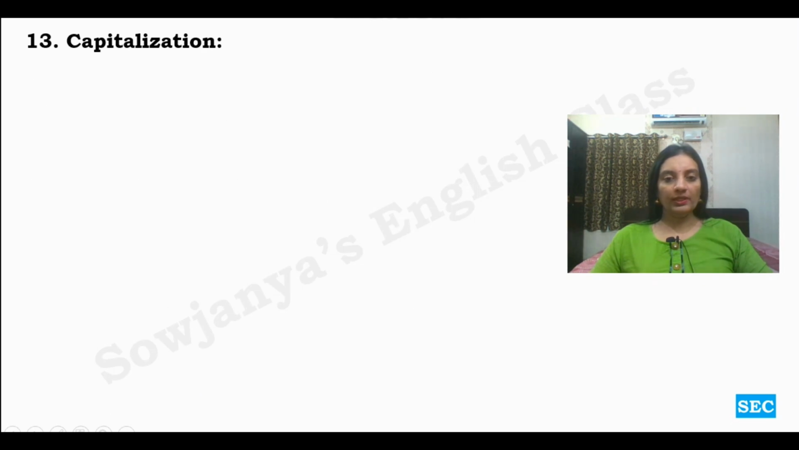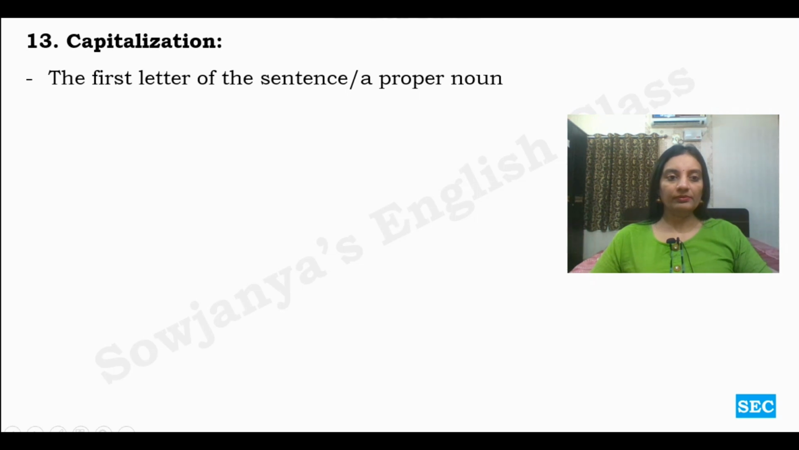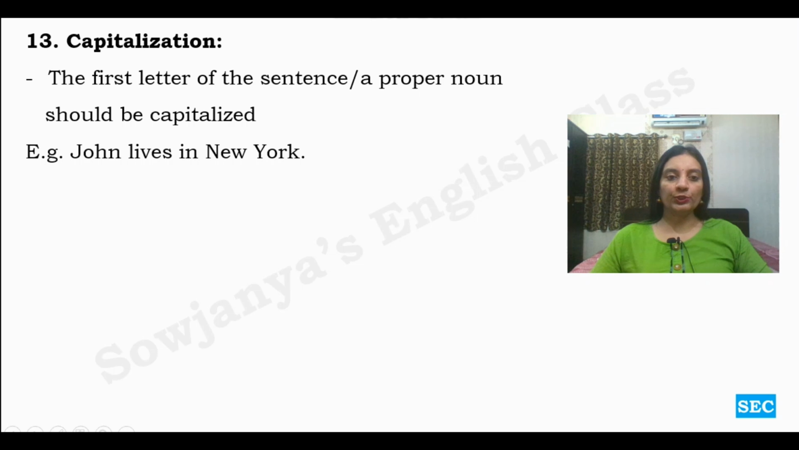And then the 13th one, capitalization. The first letter of the sentence or a proper noun should be capitalized always. For example, John lives in New York. So here the sentence beginning and the beginning of a proper noun, and here also proper nouns should be capitalized always. And the 14th one is ellipsis.